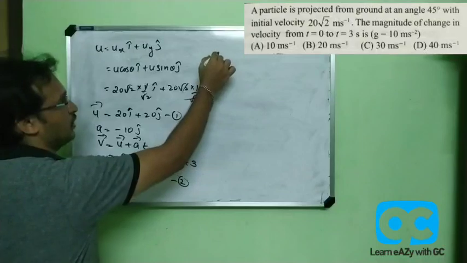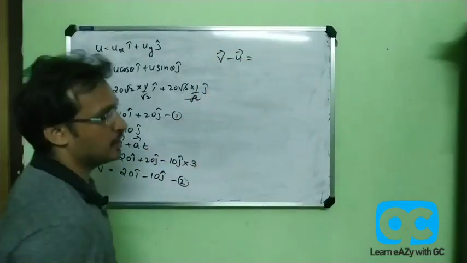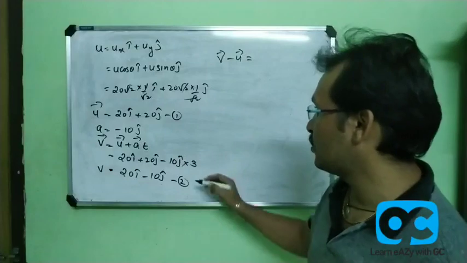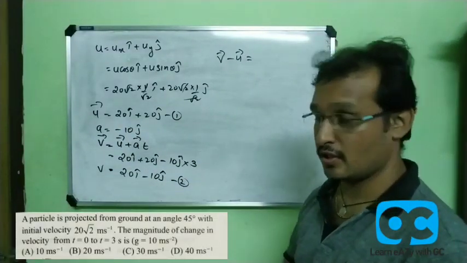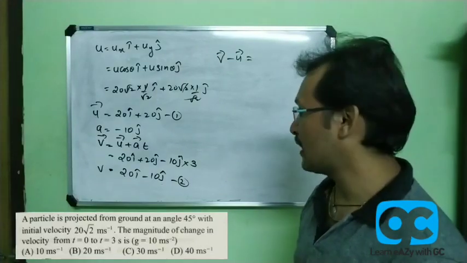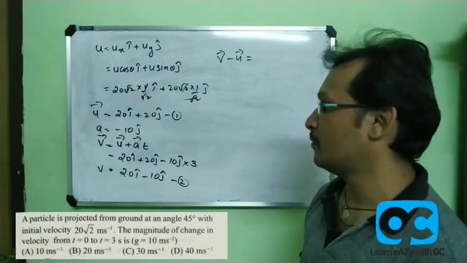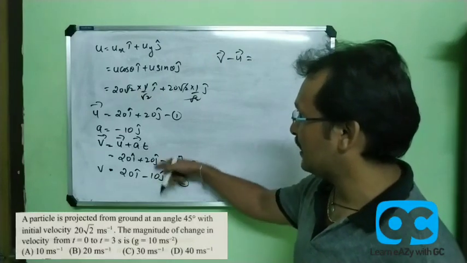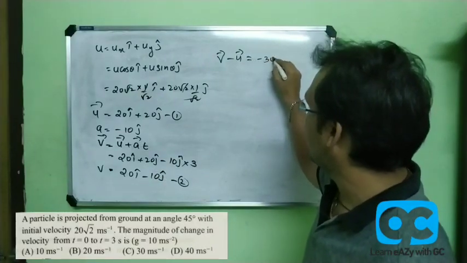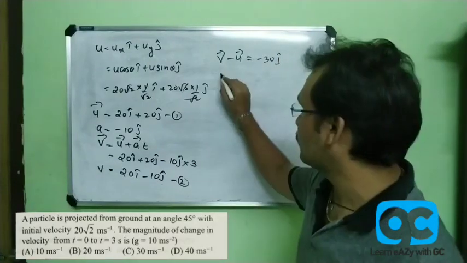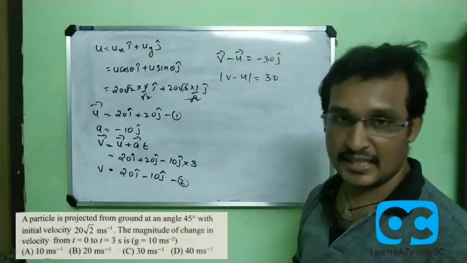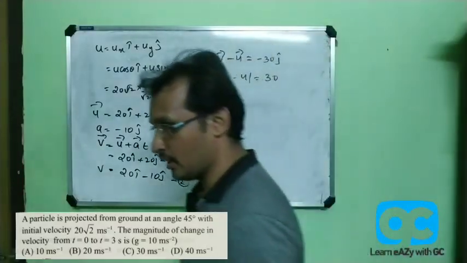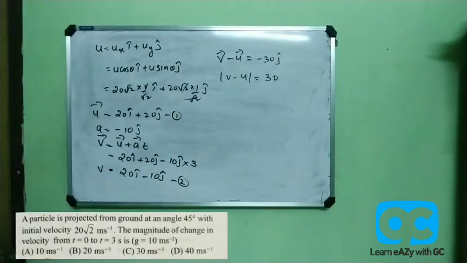So what is the change in velocity? Vector v minus vector u, equation 2 minus equation 1. What will you get? 20i minus 20i. The horizontal component remains constant, so we don't even need to check it. Change in horizontal component will be 0 because it remains constant. So it will be minus 10j minus 20j, minus 30j, the change in velocity. Taking magnitude alone, it will be 30 meter per second. Option C is the correct answer. I hope you got it. Okay, understood. Shall we move to the next question?